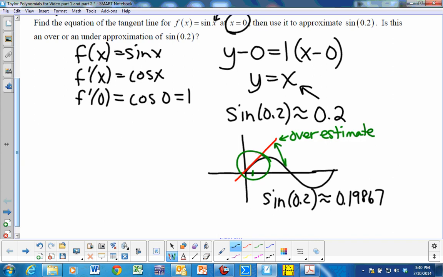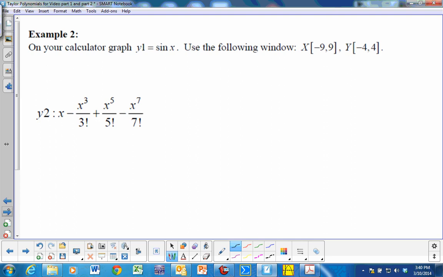Then we can continue adding the third derivative, fourth derivative, fifth derivative, and every time we want the function value and the values of each of those derivatives to be the same. So the more we have, the more they are the same. So let's look at what that looks like.